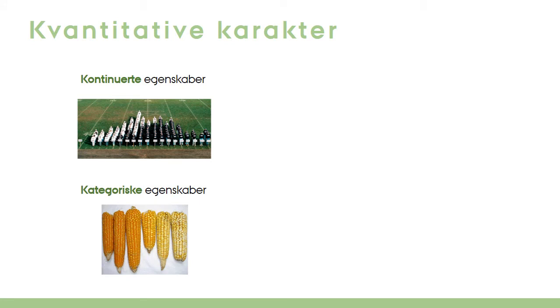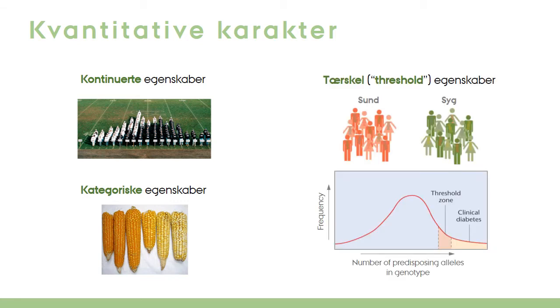Then there are categorical traits. And categorical traits can, for example, be color, or the traits from Mendel are very typically categorical. And categorical traits are often defined by fewer genes than continuous traits. Then there's this third category called threshold traits. And threshold traits are quite similar to continuous traits. The only thing is that you have two statuses, you could say.